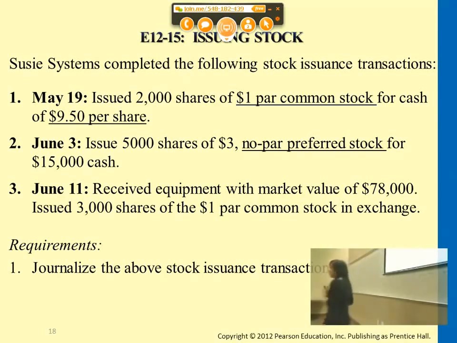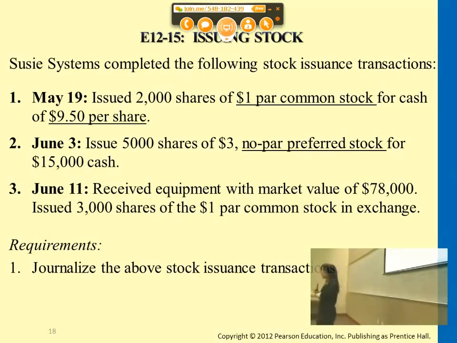Okay, for the first journal entry, May 19th, is there a premium for this case? Meaning, is the issue price higher than the face value? It is, right? And the issue price here is $9.50 for each share, but the face value for each common stock is $1. So if we want to journalize this transaction, there'll definitely be cash because the company is issuing stock for the purpose of getting cash here.